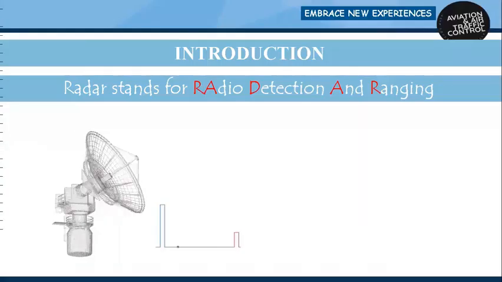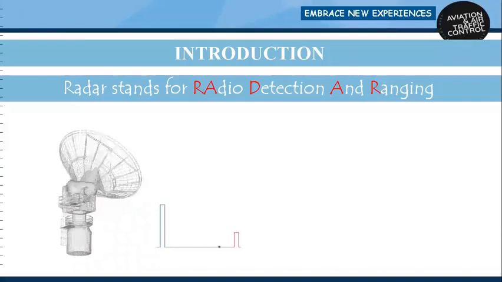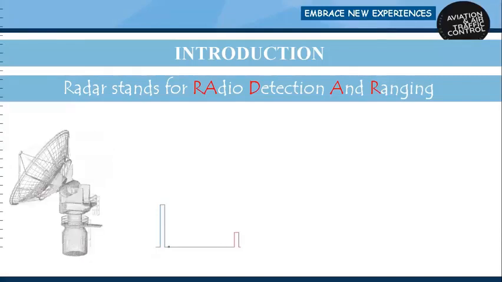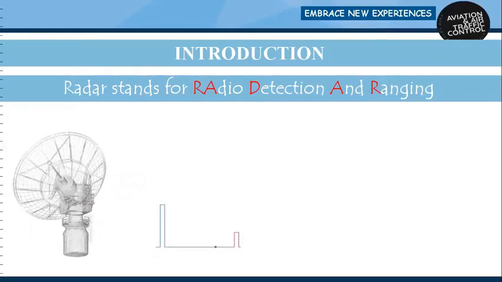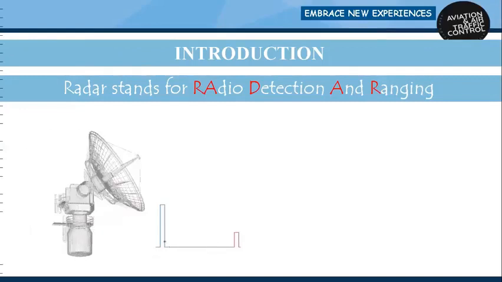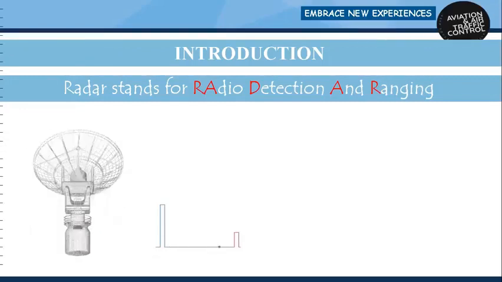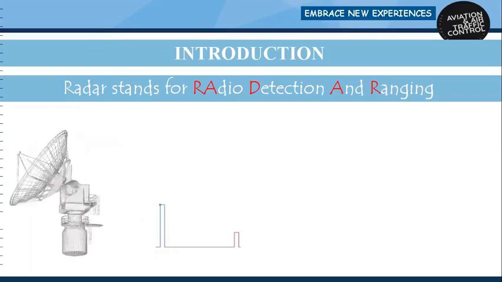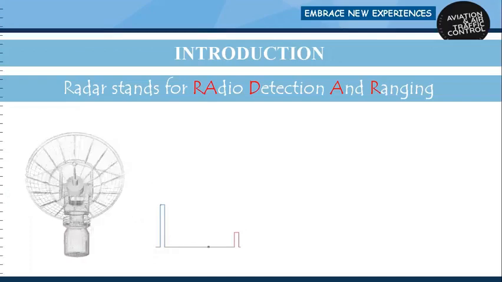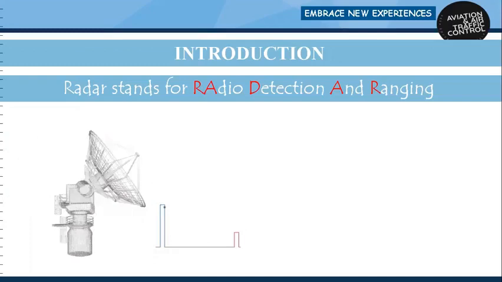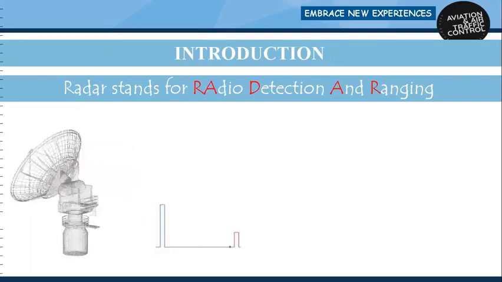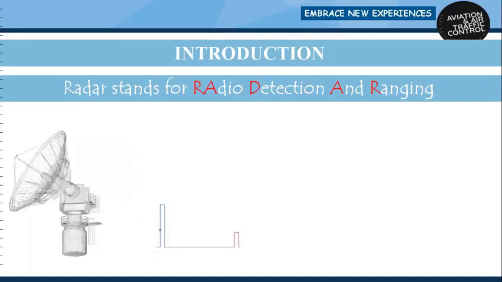Radar is an electromagnetic based detection system that works by radiating electromagnetic waves and then studying the echo or the reflected back waves. The full form of radar is radio detection and ranging. The target can be stationary or movable. Ranging refers to the distance between the radar and the target.